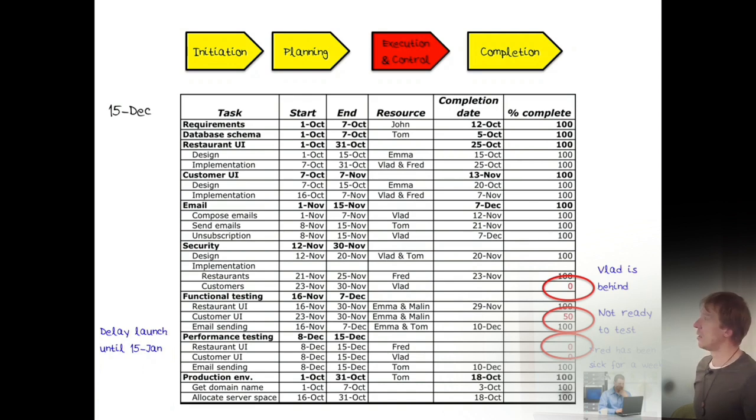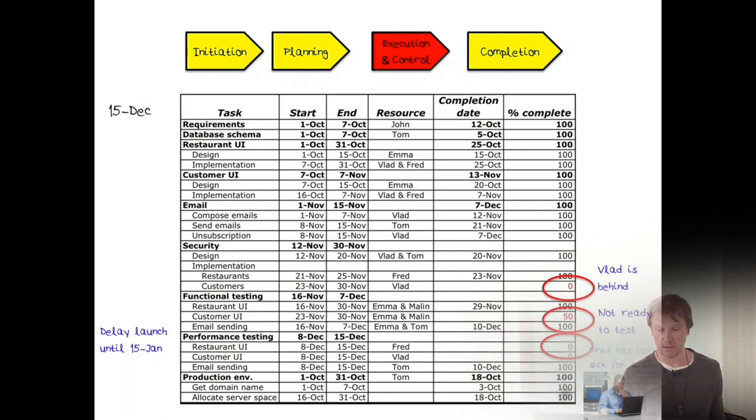Two weeks ahead. Now, Fred has been sick for a week. Well, we get what he got it from, right? He got it from Vlad, who was sick. So he's been sick for a week. So consequently, his tasks here are not finished. So when we see this, maybe we're going to launch to friends and family on December 22nd. We now realize on the 15th of December, there's no way that's going to happen. So we delay the launch until mid-January instead.